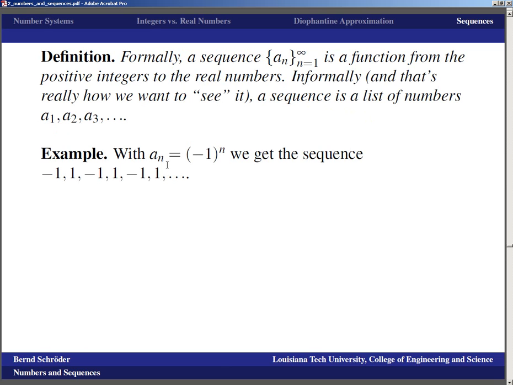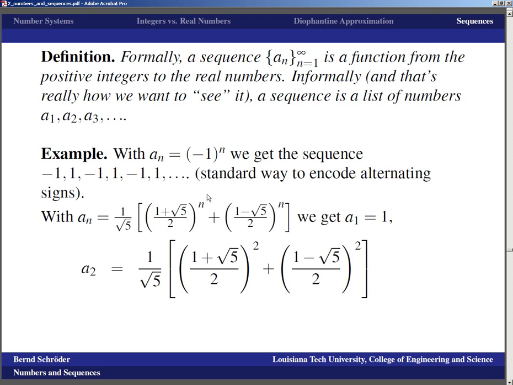So for example, if I set a_n to be (-1)^n, I get the sequence: for n equals 1, I get -1, then I get (-1) squared, which is 1, then I get (-1) cubed, which is -1, and it keeps alternating like that. And that, for example, is a standard way to encode alternating negative signs.